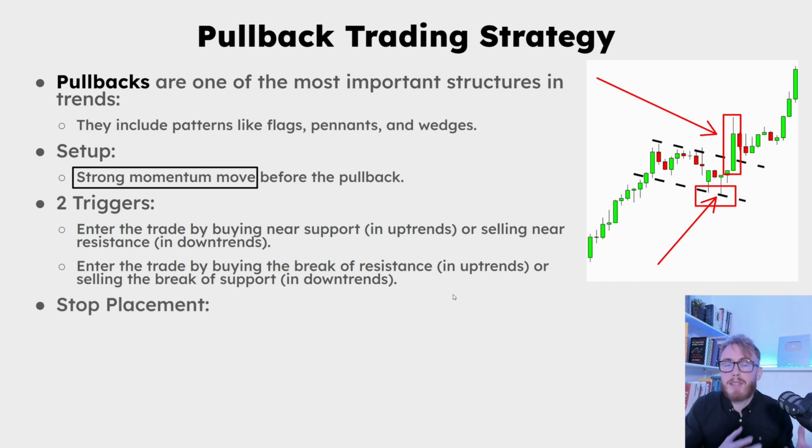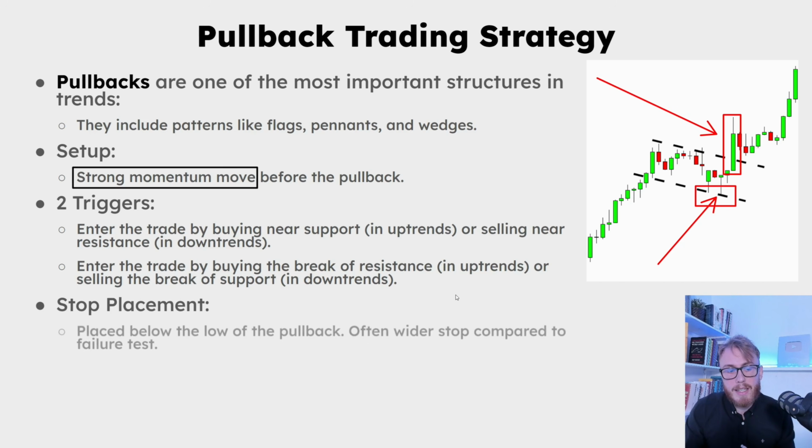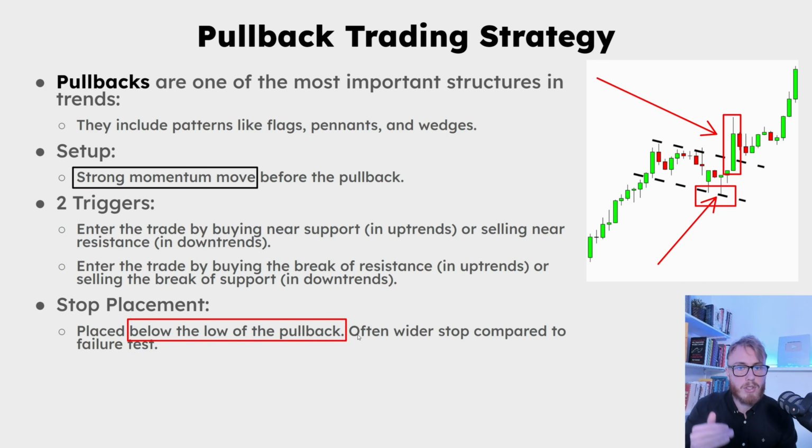And what about the stop placement? Well, in most cases, we want to place the stop loss below the low of the pullback. And many times in this case, I often like a wider stop loss compared to the failure test pattern. The failure test pattern is a pattern where, if the price just slightly dips below the wick of the pattern, we want to exit the trade right away, because that is a clear sign that the market is not behaving as we thought it would behave.